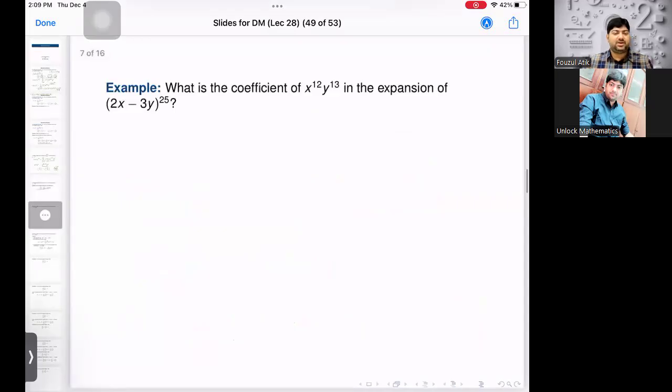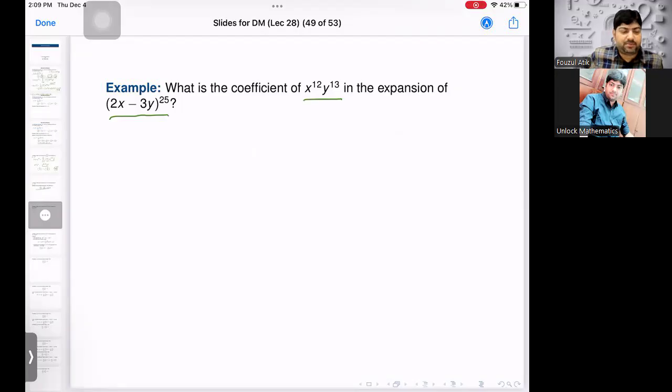What is the coefficient of x to the power 12 into y to the power 13 in the expansion of 2x minus 3y whole to the power 25? Now, this problem is slightly different from the previous one, right? The previous one was the expansion of x plus y whole to the power 25. But now it is in the expansion of 2x minus 3y whole to the power 25. What is the coefficient of x to the power 12 into y to the power 13? How do you do that?